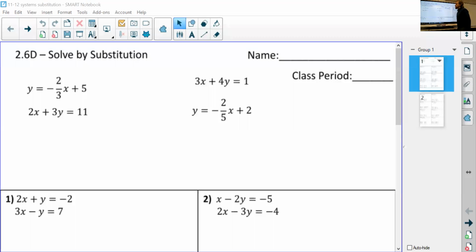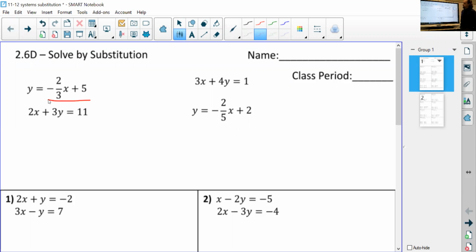Okay, so day 2, solving by substitution. Same idea as yesterday, slightly more difficult problems. So notice we added some fractions in there just to make sure you remember how fractions work. Same idea though. We get one variable isolated. In this case, in our first example, we have y equals something.